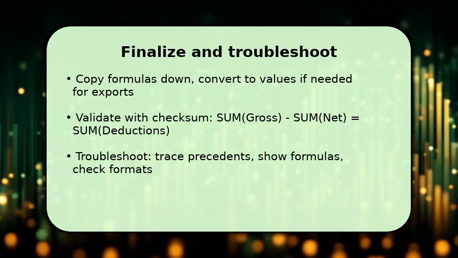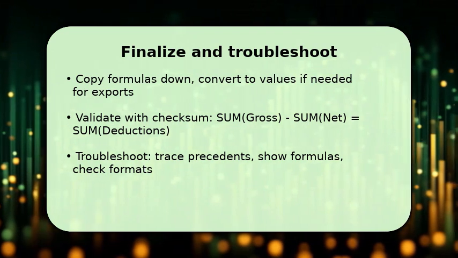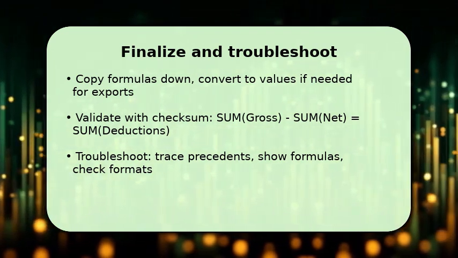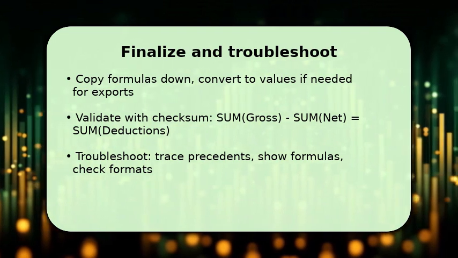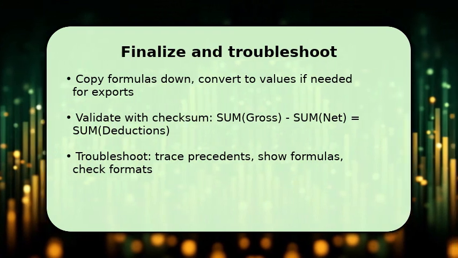If numbers look off, trace precedents, enable show formulas, and verify cell formats. Many mistakes are formatting or dollar anchor errors. One key tip: when rounding causes discrepancies, adjust calculation order or round only final results to make.